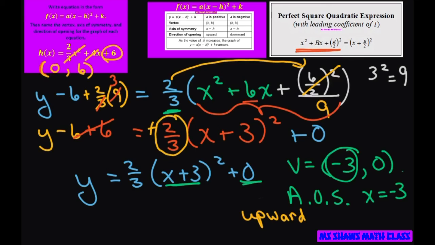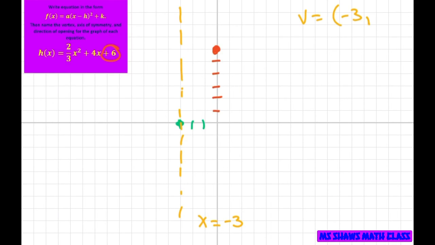Now, let's go ahead and graph it. We have negative 3, 0. So let's do negative 3, 0. The y-intercept actually really helps us. We already know it opens up, but it's going to help us. So 1, 2, 3, 4, 5, 6. So it's going to go through here, and your axis of symmetry is x equals negative 3. Vertex was negative 3, 0.